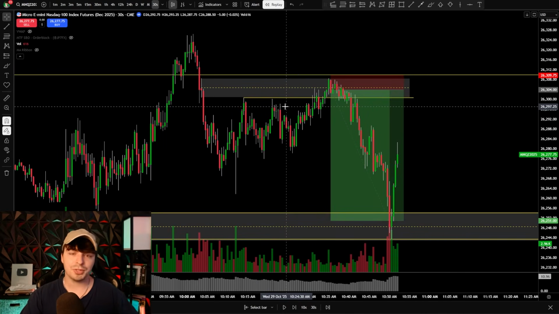So that is how you use higher time frame levels of liquidity and imbalances and lower time frame levels of liquidity and imbalances. Align the two to have pinpoint sniper entries with massive risk to rewards, just like you see here.